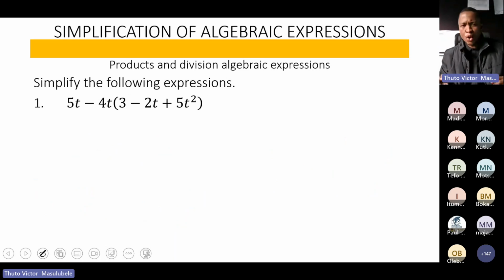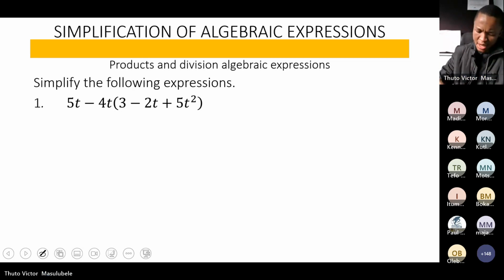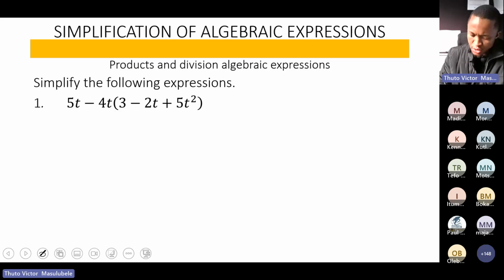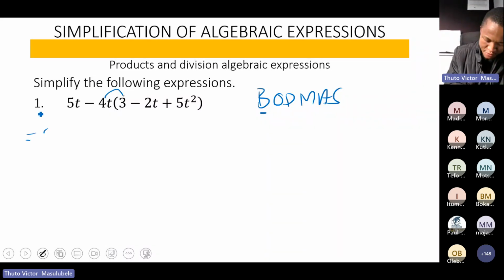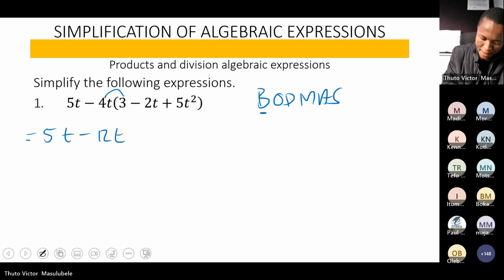Now you're trying to find products and a division of algebraic expressions. Now what happens here is that, remember the golden rule of mathematics, BODMAS. BODMAS is our golden rule of mathematics, grade 8 learners. So we have brackets there. So brackets take precedence over the other operation signs. So what does it mean? It means we have to distribute negative 4t into our bracket. So what we'll have is 5t minus 12t, multiply negative 4t with negative 2t, that will give us positive 8t squared.